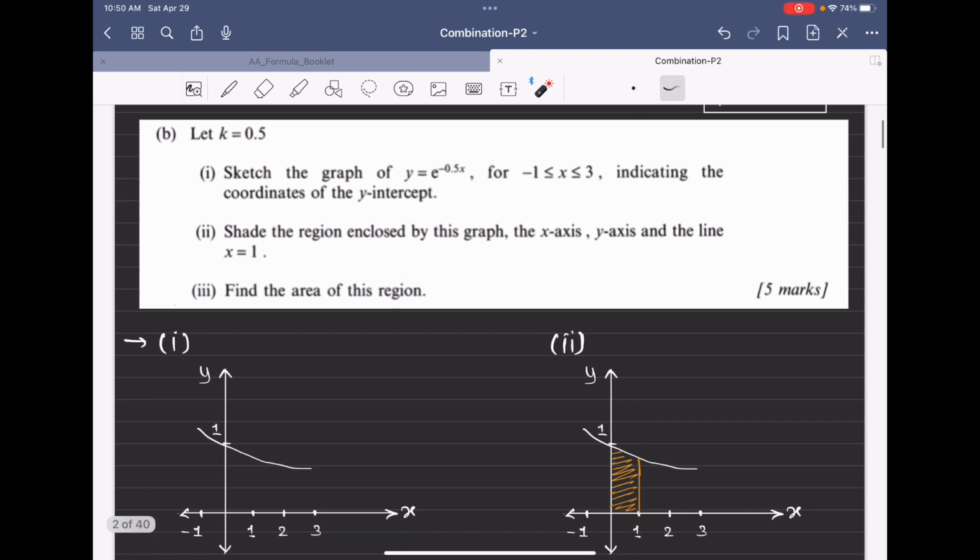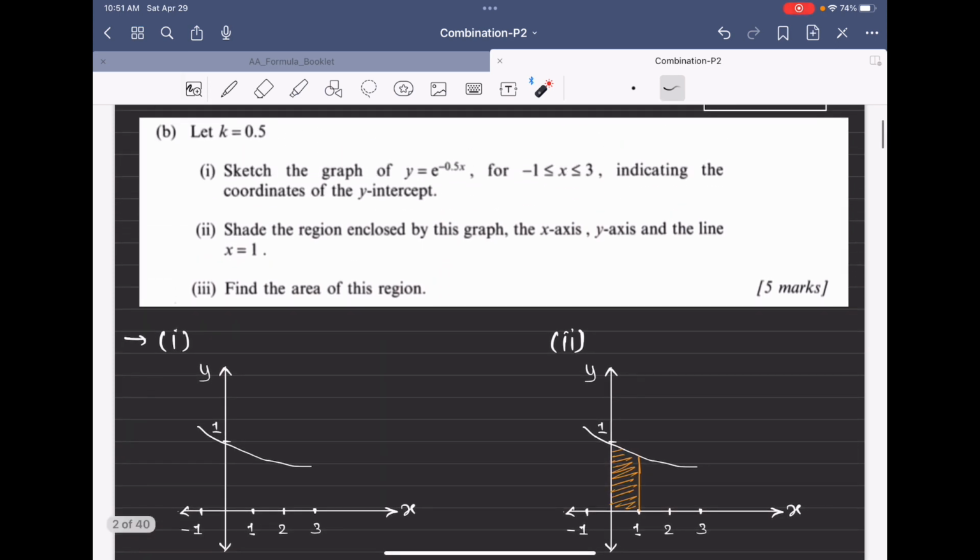Sketch, let k is equal to 0.5, sketch the graph of y is equal to e raised to minus 0.5x for minus 1 less than or equal to x less than or equal to 3, indicating the coordinates of the y-intercept. Shade the region enclosed by this graph, the x-axis, the y-axis, and the line x is equal to 1, and find the area of this region.